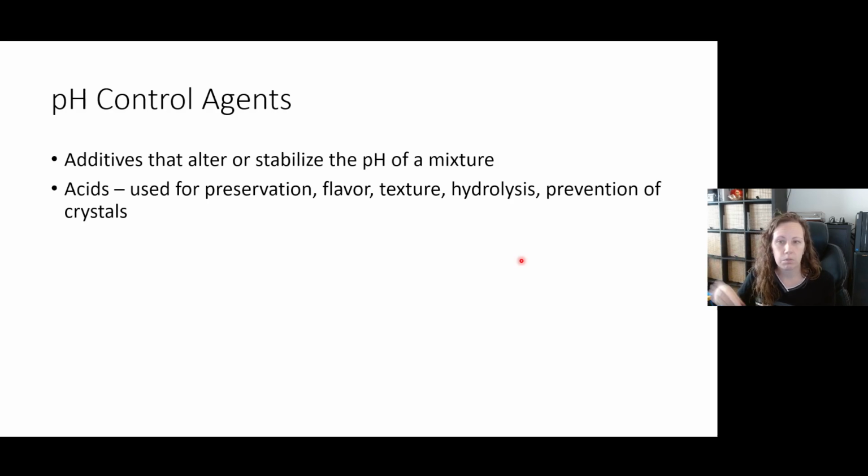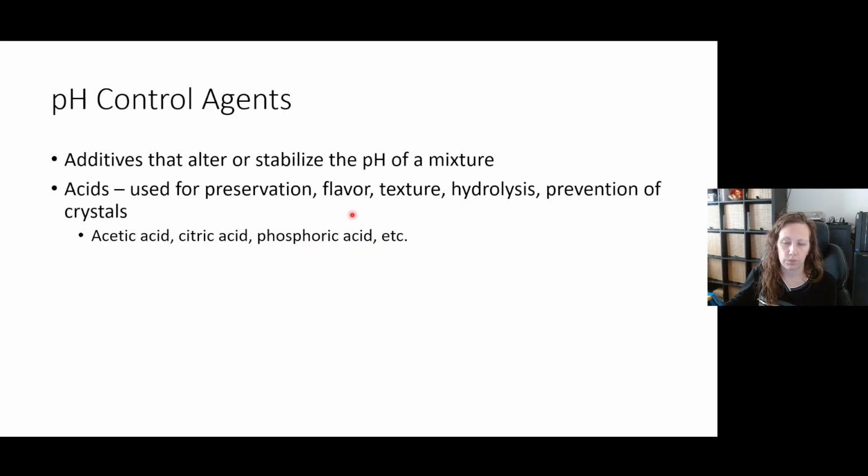The first would be acids. We're very familiar with acids. Why would we particularly add acids? We can use it for preservation. We've talked about that function of acids before. Flavor, right? Acids give a sour flavor, but it can also enhance other flavors potentially. Acids can change the texture. We can use it for hydrolysis, and we can use them for prevention of crystal formation. And we've talked about a lot of different acids that are used in foods before: acetic acid, citric acid, phosphoric acid is used in sodas, for example, etc.